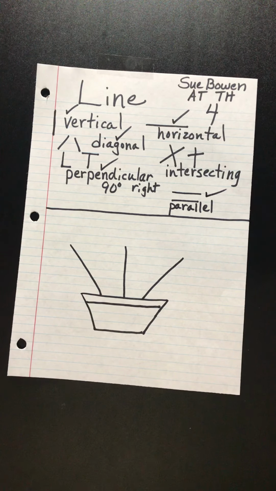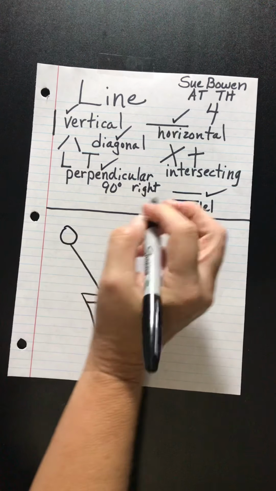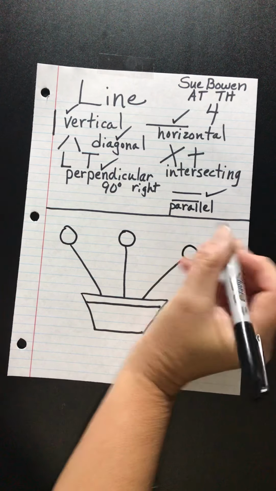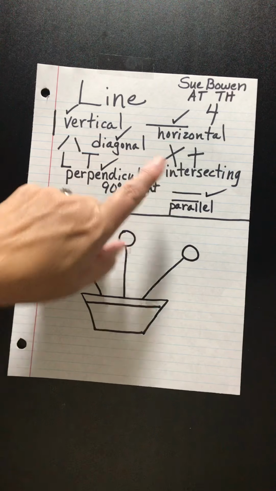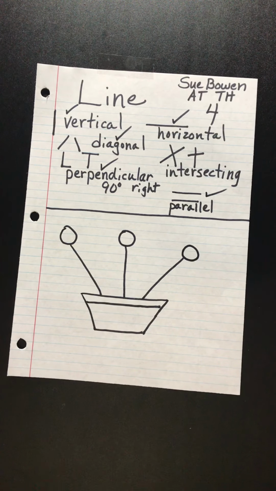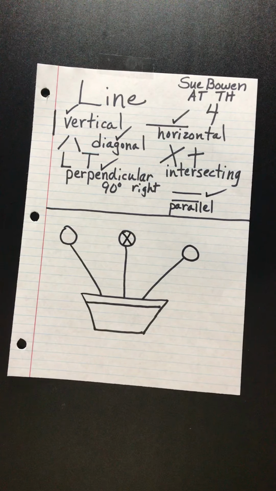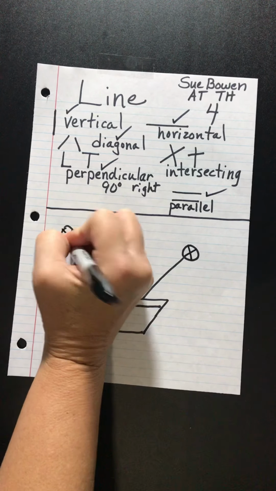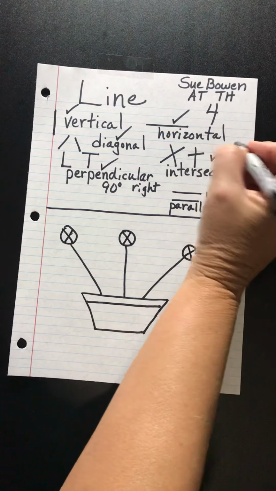Let's get back to that in just a minute. Let's draw some circles on the end of this. Okay? And let's take care of our intersecting inside of those. Let's put an X in this one for the center of our flower. We're going to draw some flowers in a pot. Let's do the same thing over here and the same thing over here.